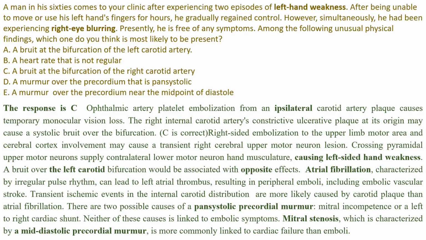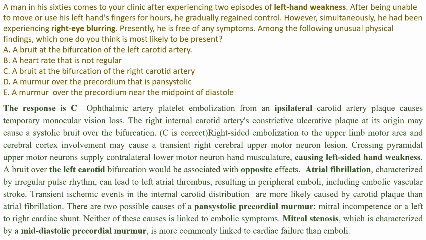The response is C. Ophthalmic artery platelet embolization from an ipsilateral carotid artery plaque causes temporary monocular vision loss. The right internal carotid artery's constrictive ulcerative plaque at its origin may cause a systolic bruit over the bifurcation.